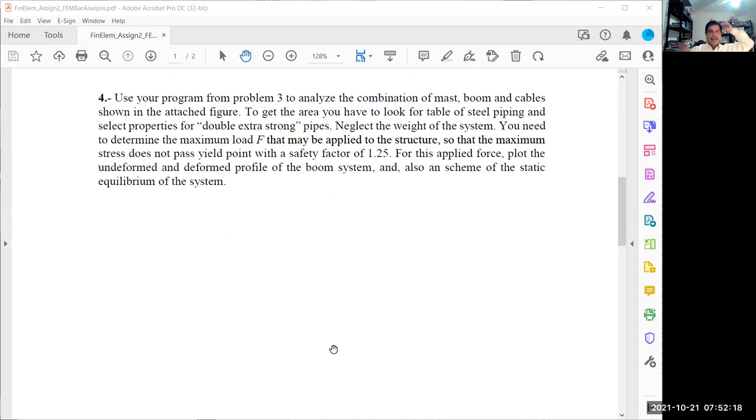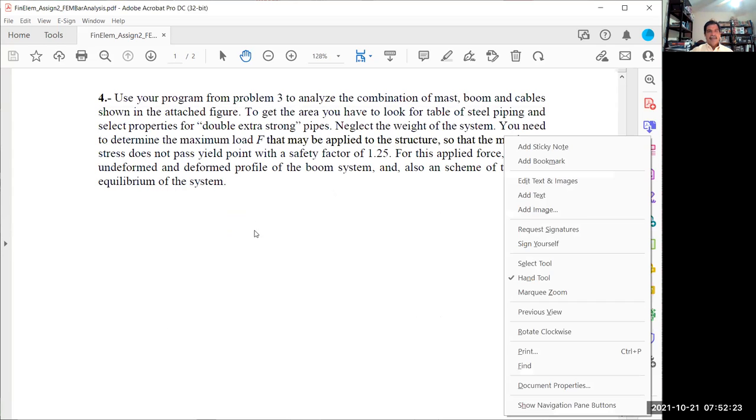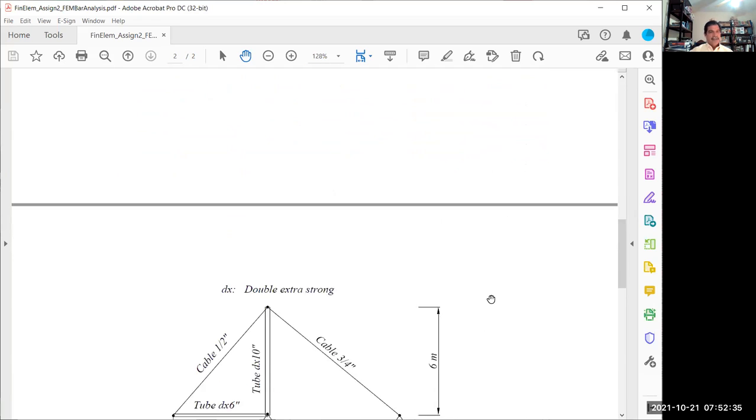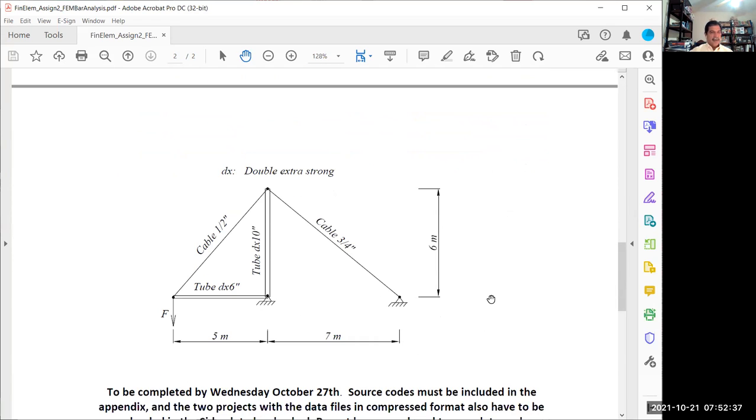In this case, it says you need to determine the maximum load that might be applied in the structure so that the maximum stress is below the yield point with a certain safety factor. Any suggestions to solve this problem? Because we don't know F and we don't know D. Any suggestions to solve this problem?